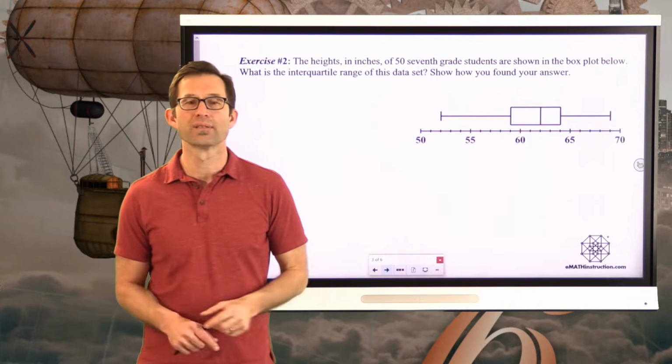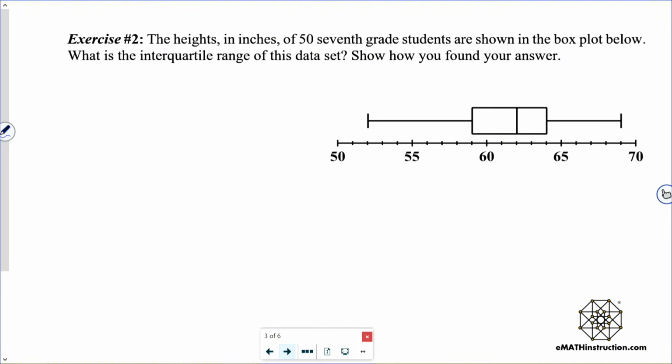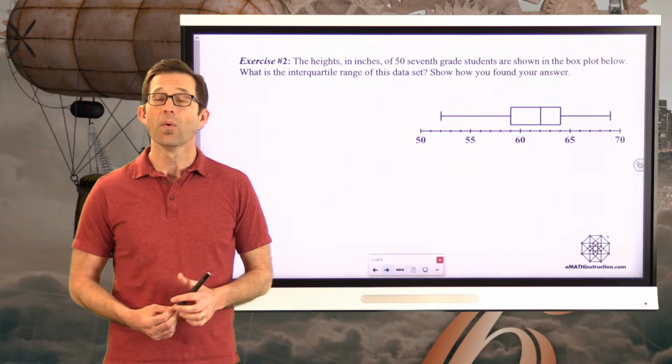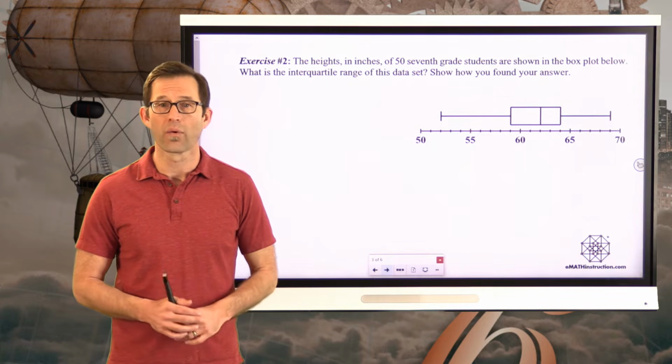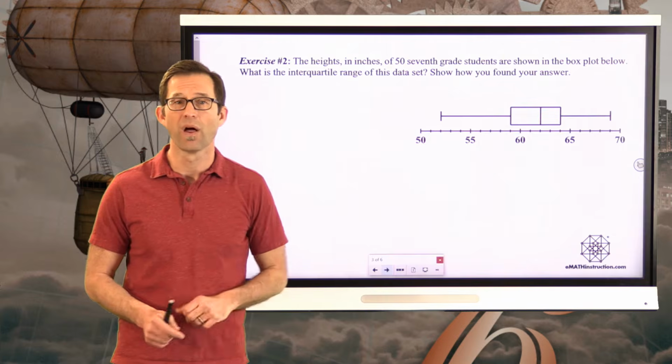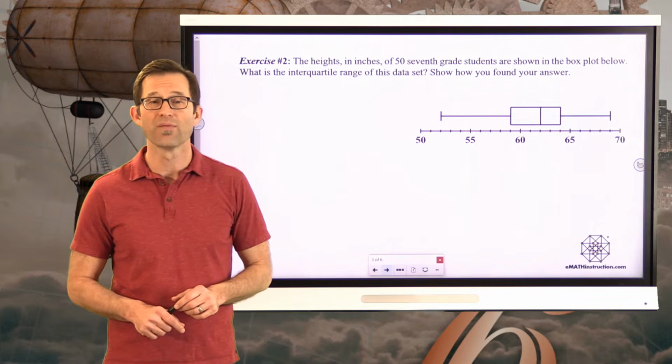Here we go, exercise number 2. The heights in inches of 50 7th grade students are shown in the box plot below. What is the interquartile range of this data set? Show how you found your answer. All right, see if you can figure out the interquartile range based on this box plot and what we just talked about. Pause the video now.